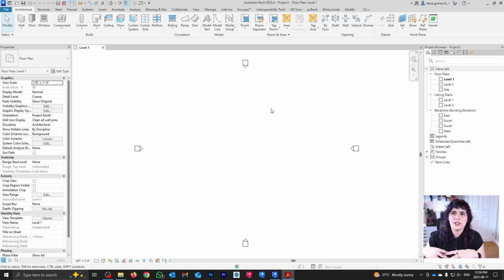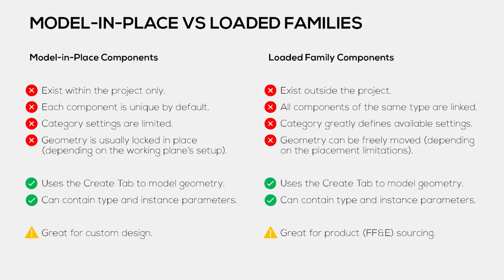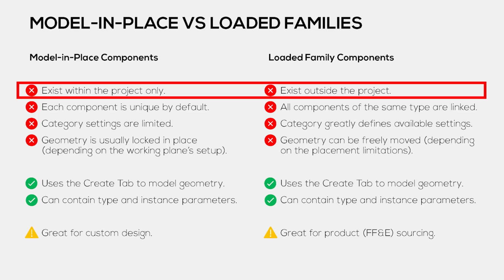So over time, I have developed this handy cheat sheet that you can currently see on the screen, which helps me really communicate the pros and cons of a model-in-place component versus using a family, again, whether you're sourcing it from the Revit libraries or from third-party providers, in what scenarios we use them, and how they work. So first things first, model-in-place components exist only within the project in which you created them. You can copy them to other projects, but you cannot save them to your computer, while a family is saved to your computer, and then you can insert it into as many projects as you want. Keep in mind, there are limitations to copying and pasting model-in-place components between projects.